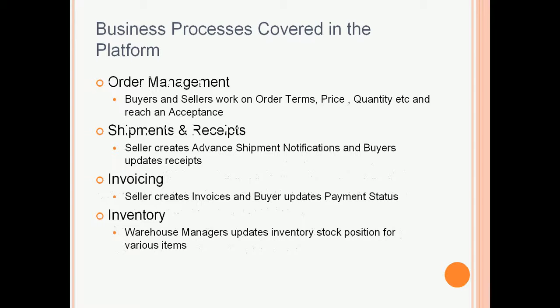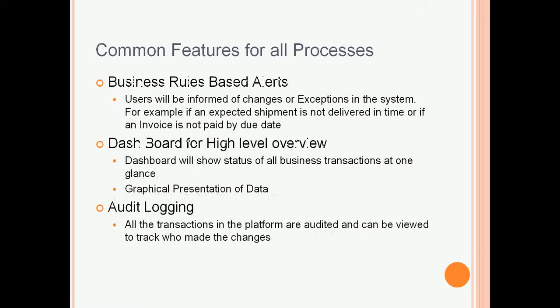And so basically the business processes that are covered in the platform are the order management process, where buyers and sellers work on order terms, price, quantity, and acceptance. Then shipments and receipts, where the supplier creates advance shipment notifications and buyers update the receipt statuses. Then invoicing, where the seller creates invoices and the buyer updates the payment status. And inventory, where various warehouse managers update inventory stock positions for various items.